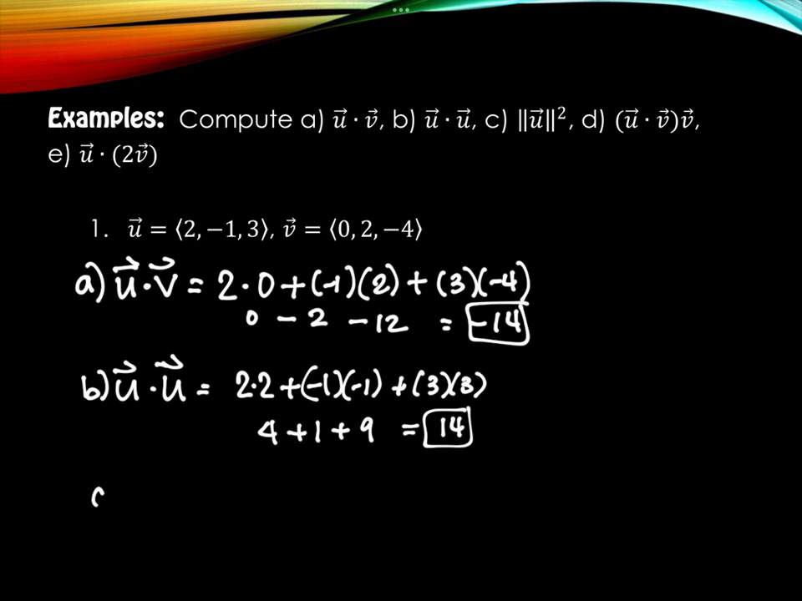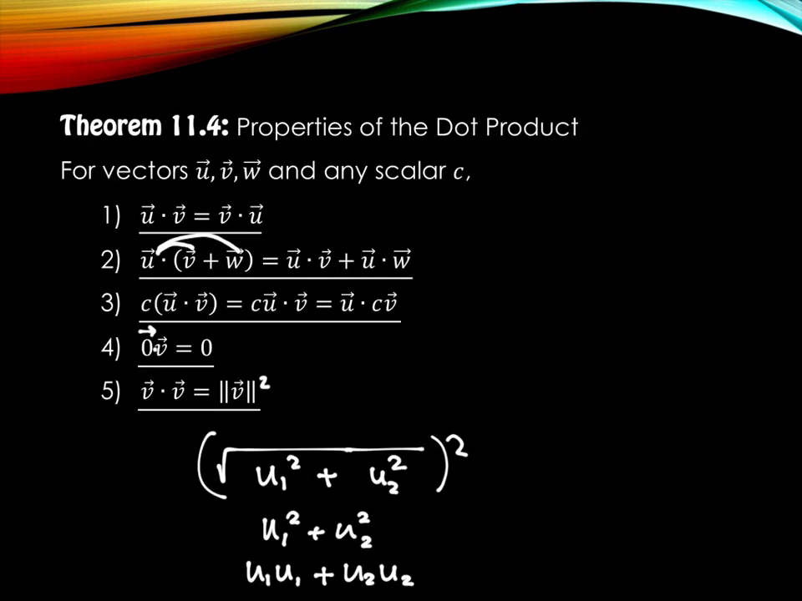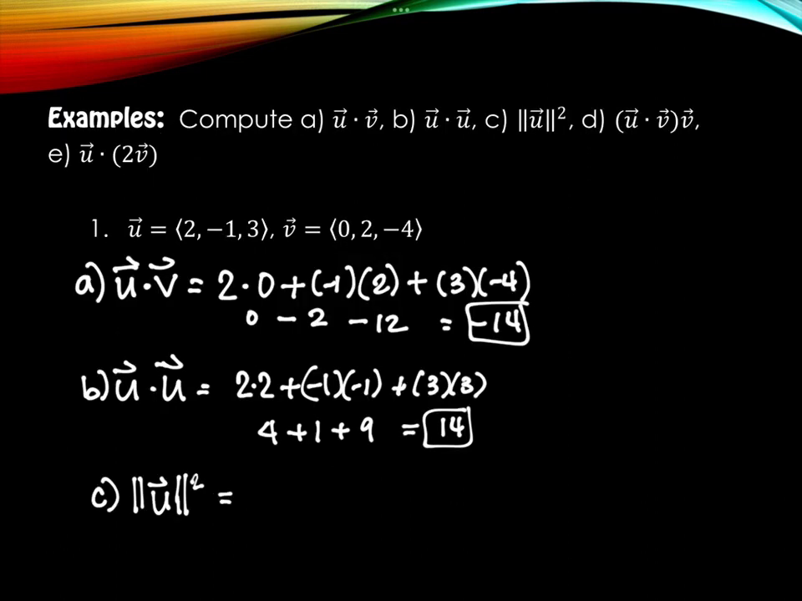And then C says that we're going to take the magnitude of u and we're going to square it. Is that right? Yeah, the magnitude of u squared. Now, if you happen to notice, this is something we already established over here in our properties. What is the magnitude of u squared? It's just u dot u, right? But didn't we just do that? We did. So don't recreate the wheel. By that theorem, this is u dot u. And we already did that. It's 14. So let's just write it down instead of actually doing it again.